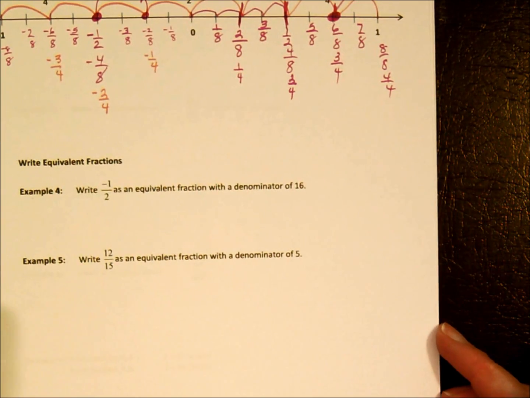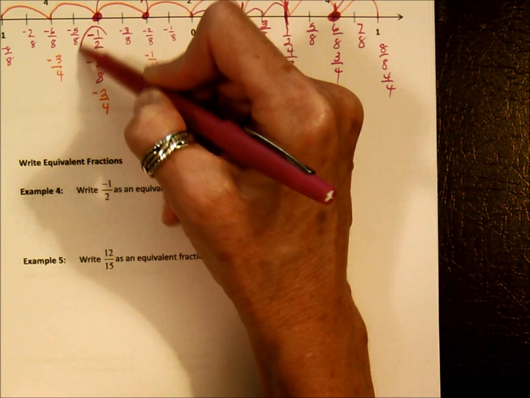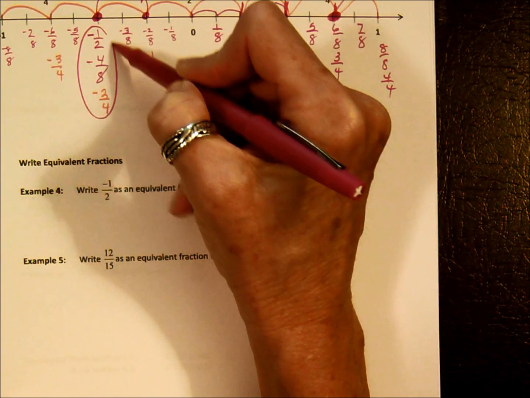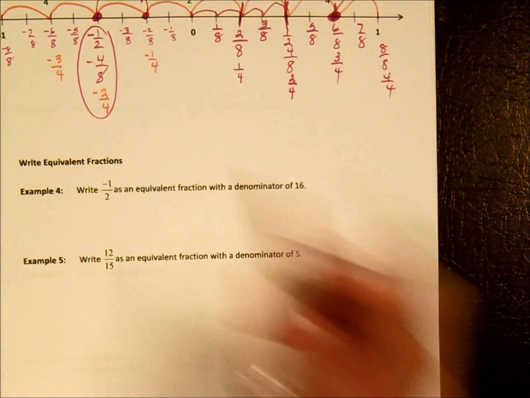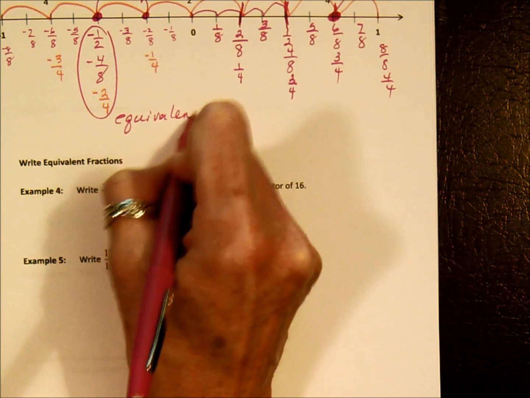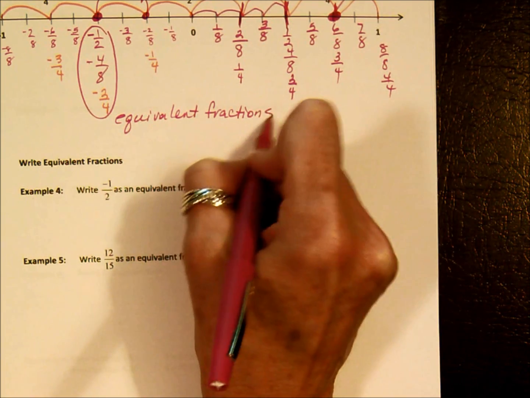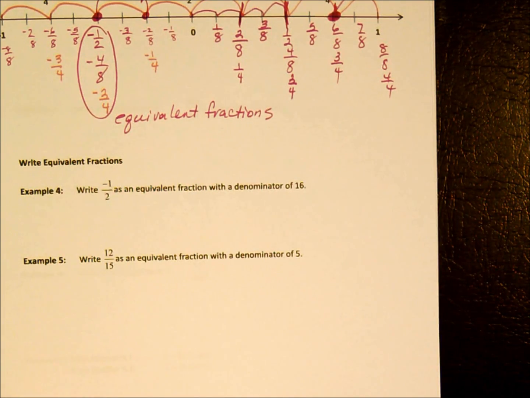All right, let's look at writing equivalent fractions. We just did that. When you give different names for the same location on a number line, those are called equivalent fractions. Now, so that you don't have to always put them on the number line and count, we need a mathematical way to figure that out.